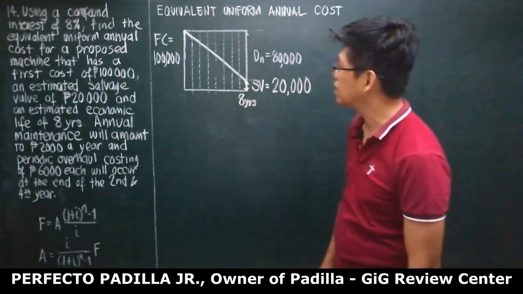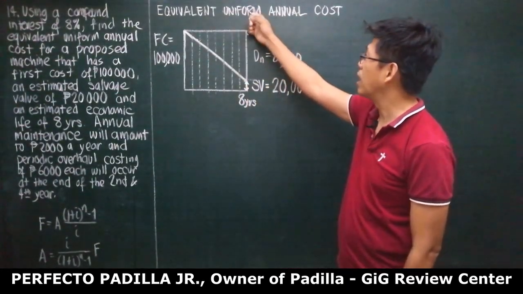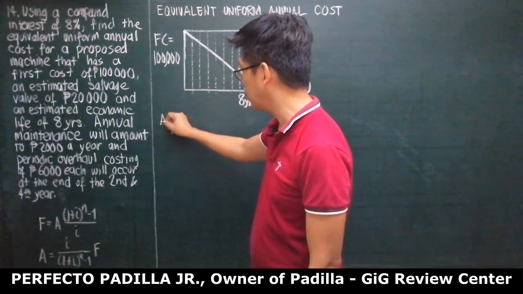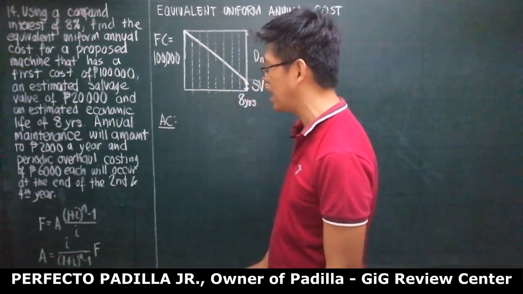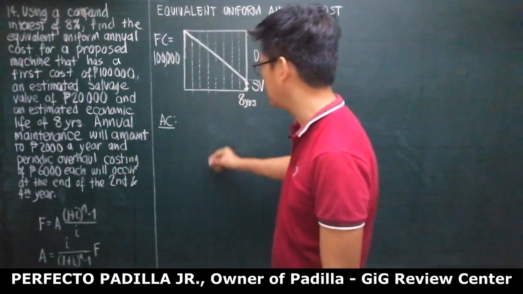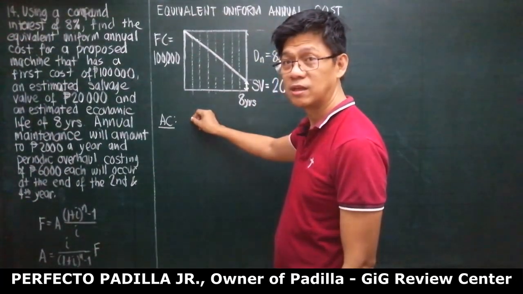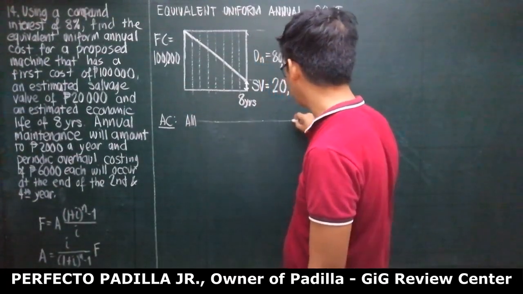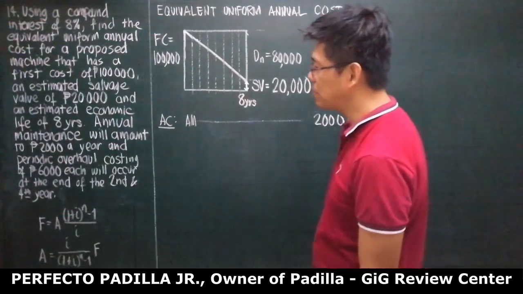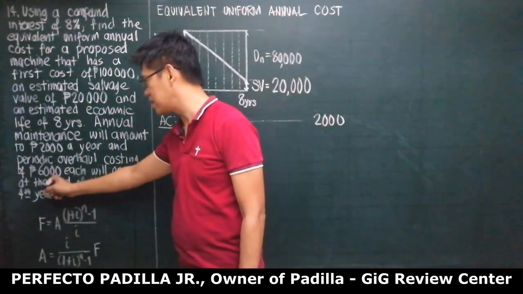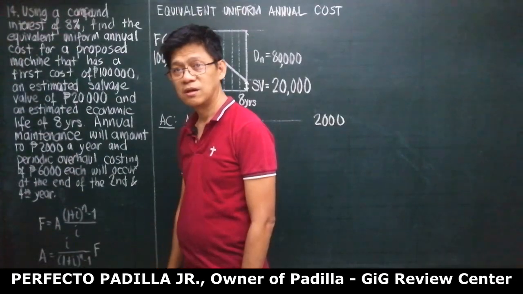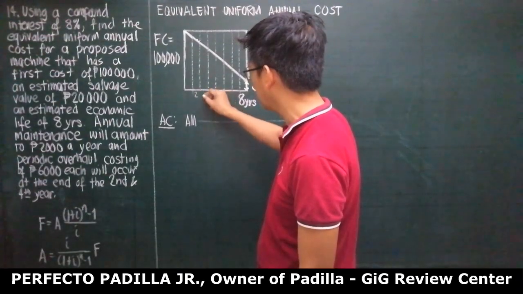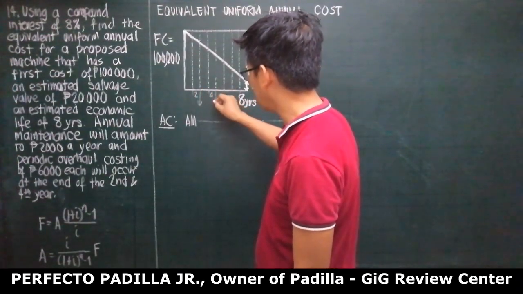We're asked here to find the equivalent annual cost. Yung annual cost natin dito is composed of yung mga given na annual maintenance, that is 2,000, right? Tapos, meron tayong periodic maintenance na 6,000 each. Pero mag-fall yan dito sa second year and sa fourth year. Ito, 6,000 dito, 6,000 dito.